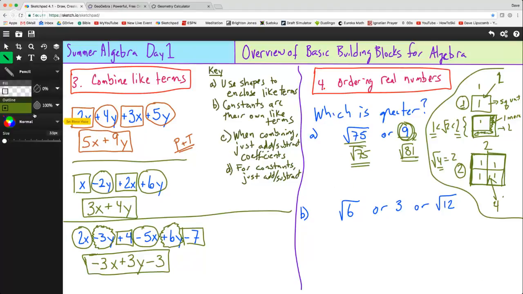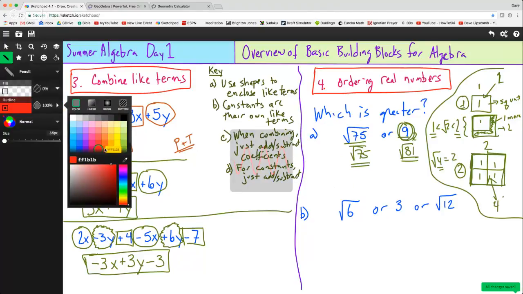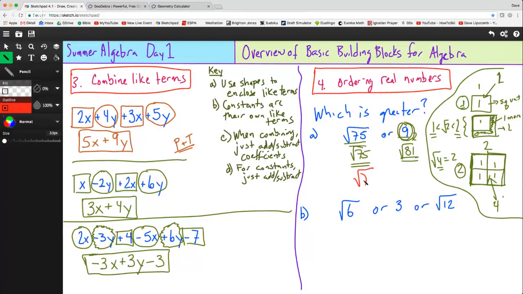So you'd write your answer like this. You'd say, well, the square root of 75 is less than 9. So let's do that here. What's bigger? The square root of 6, the square root of 3, or the square root of 12? Well, we can't compare these three. So let's write them all as square roots. Well, these are already written as square roots. So let's write 3 as a square root.